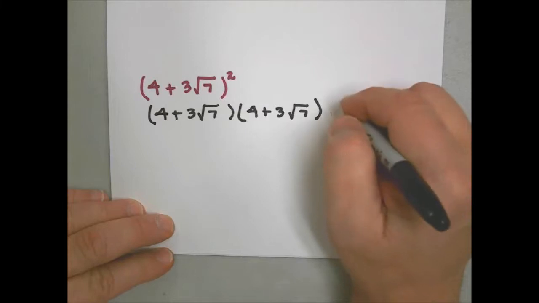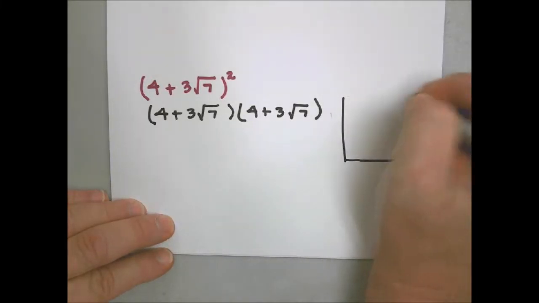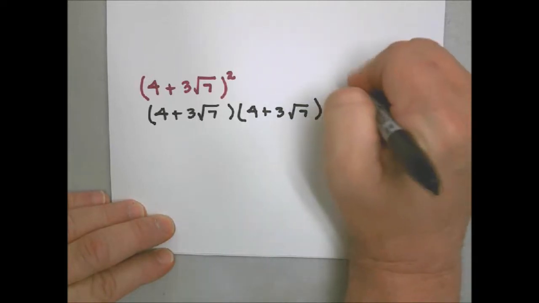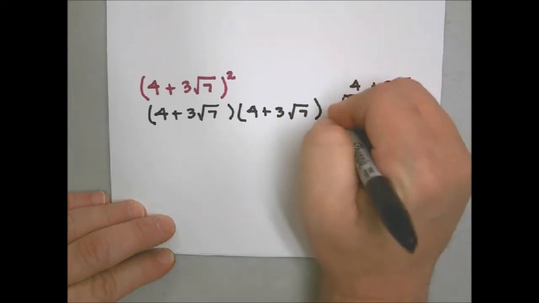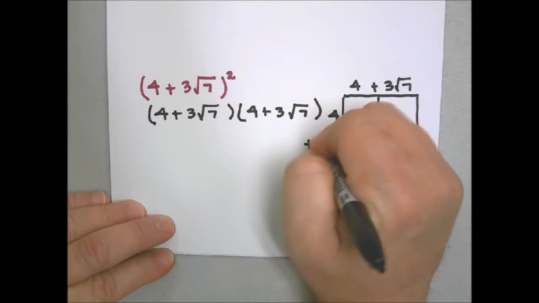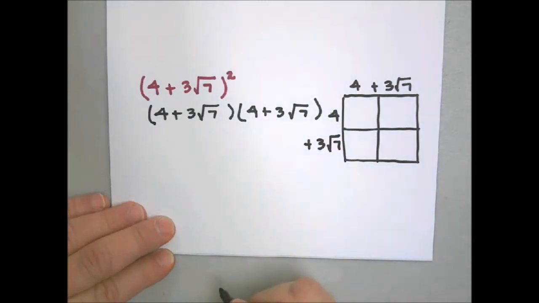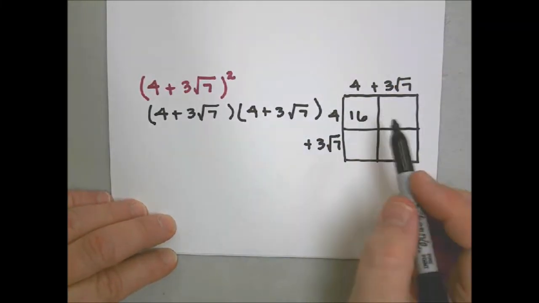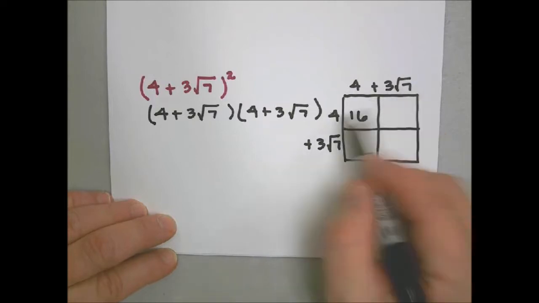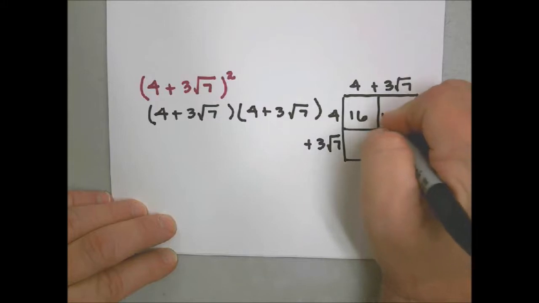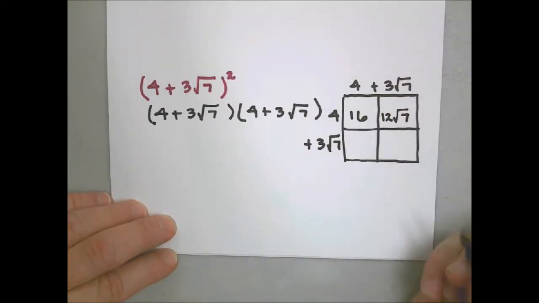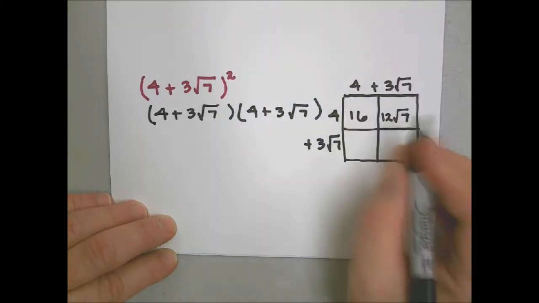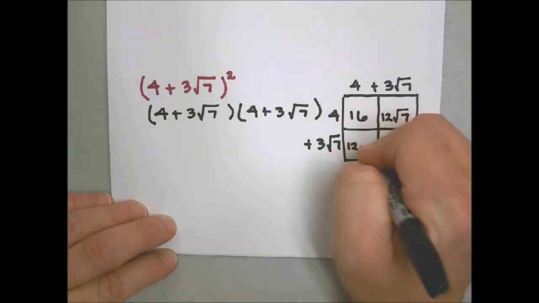Now, I'm going to do this the matrix way again. That happens to be what I'm partial to. 4 plus 3 root 7 on top. And 4 plus 3 root 7 on the side. 4 times 4 is 16. 4 times 3 root 7, outside times outside stays outside, would be 12 square root 7. Okay. Now on this cell right here, it's 3 square root 7 multiplied by 4, which is another 12 square root 7.